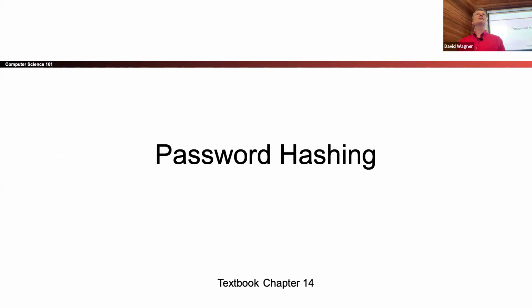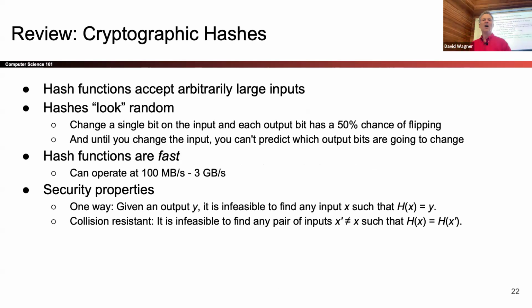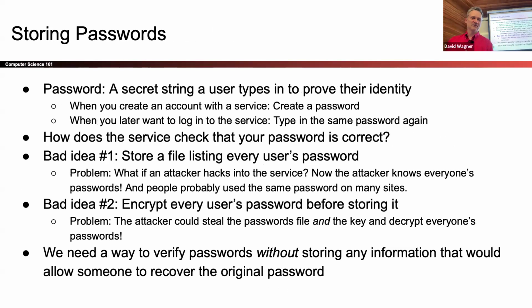All right, so I want to talk enough about certificates and public keys. I want to talk a little bit about password hashing as an application of cryptography, and a couple of places where cryptography is used. One place where it's used is for password authentication. Remember about hash functions: they can hash very large inputs, and they are one-way and collision resistant.